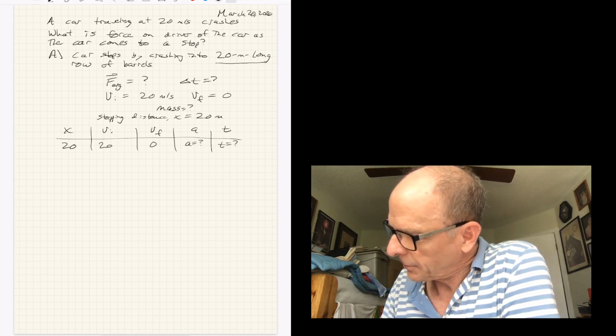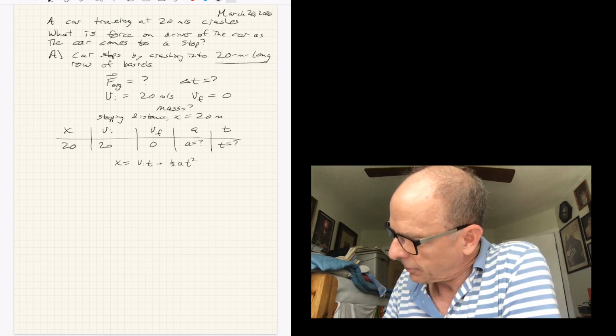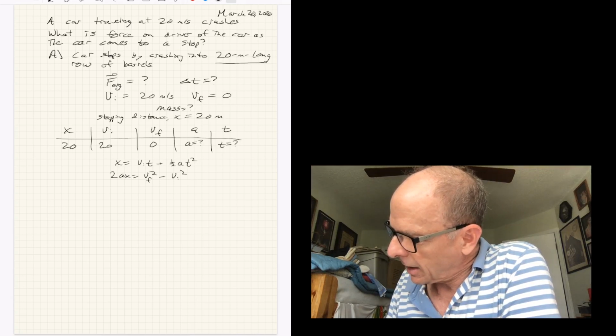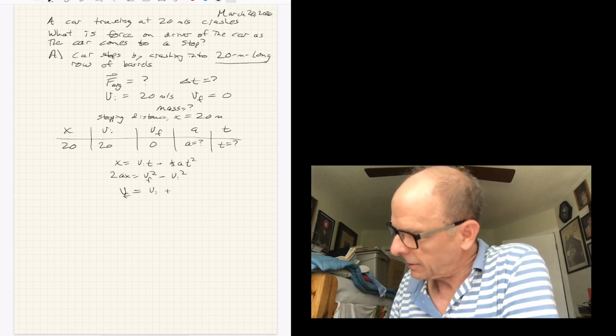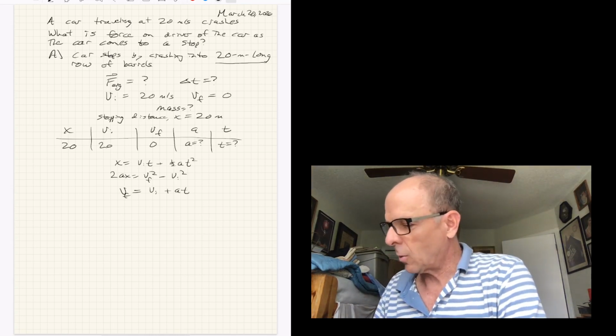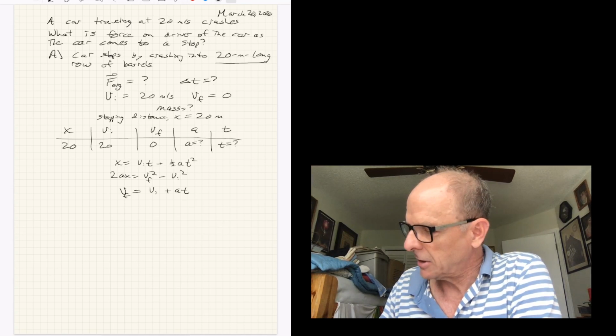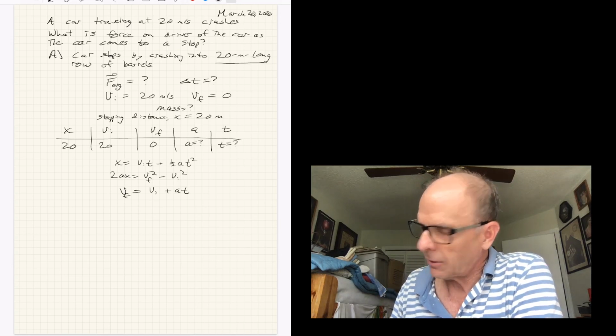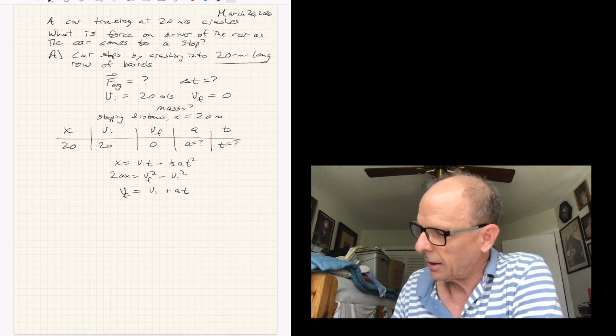Let's see, what do I have? I have x equals vi t plus 1/2 a t squared. I have 2ax is vf squared minus vi squared. And I have vf equals vi plus at. So the only one of these equations that has 3 things I know is the second one here, 2ax equals vf squared minus vi squared. So let's use that to get the acceleration, then we can get everything else.